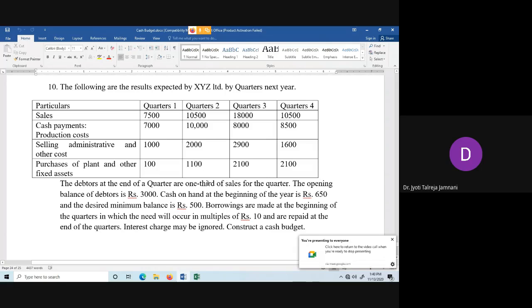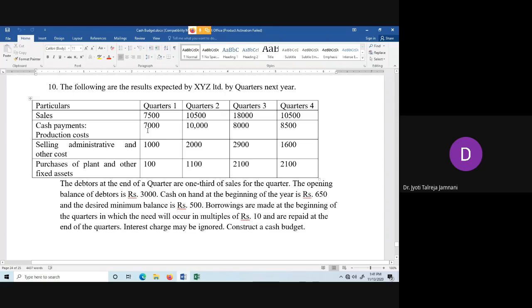Okay, so we will be doing some cash budget today. The following are the results expected by XYZ Limited by quarters of next year. So they have 4 quarters. Instead of doing monthly budget, now we will be doing quarterly budget. So it is given in 4 quarters.